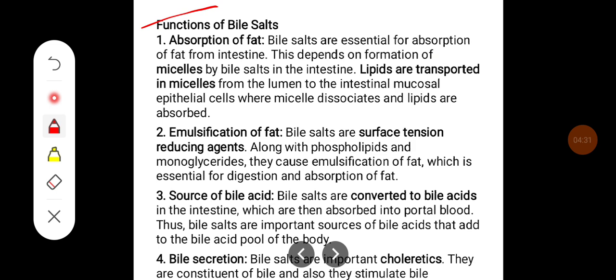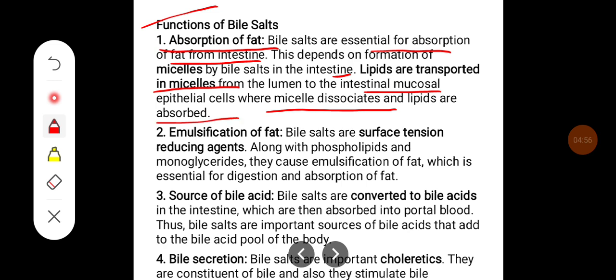Functions of bile. So they help in the absorption of the fat. Bile salts are essential for absorption of fat from intestine. This depends on the formation of micelles by bile salts in the intestine. Lipids are transported in micelles from the lumen into the intestinal mucosal epithelial cells where micelles dissociate and lipids are absorbed.